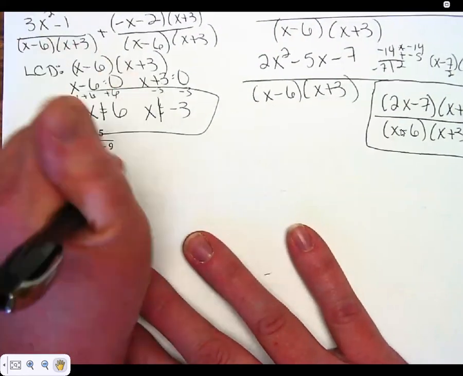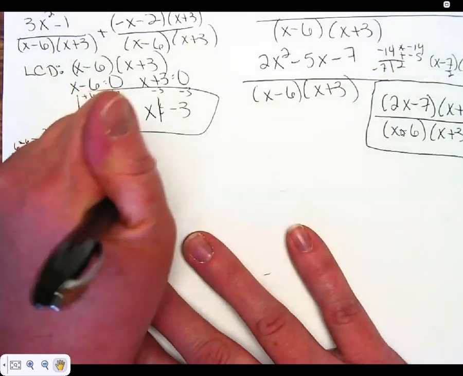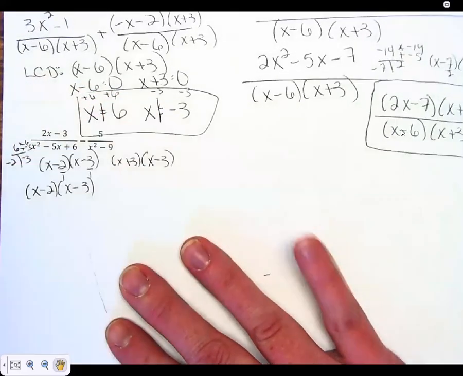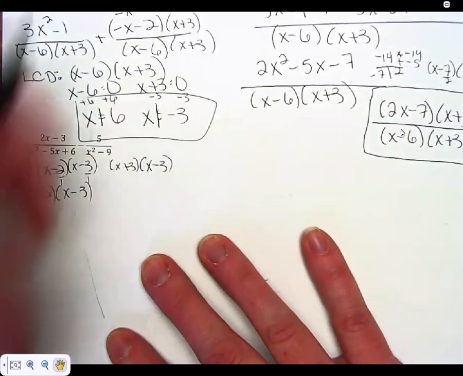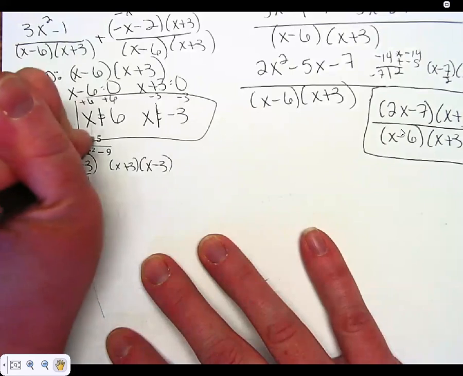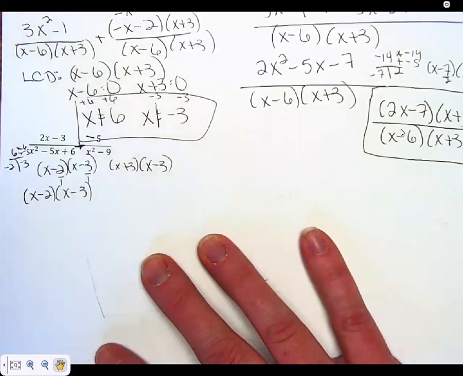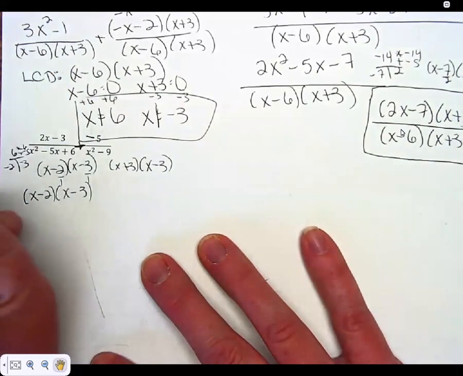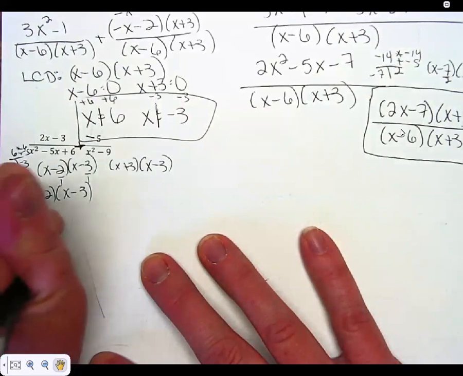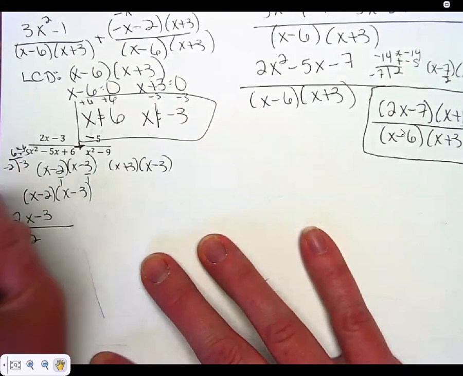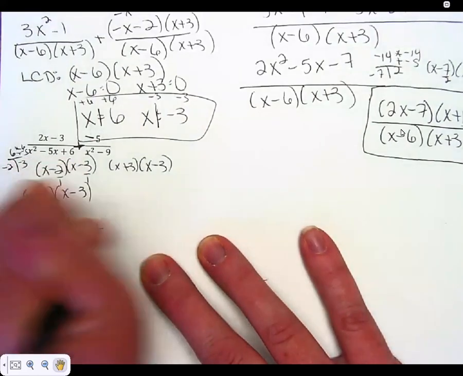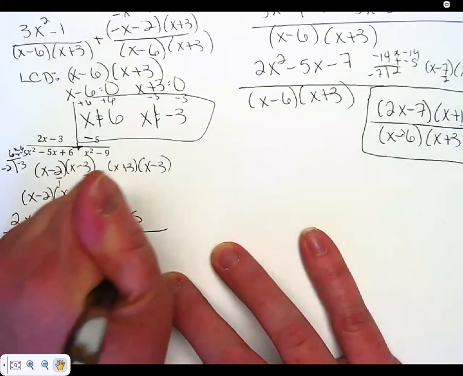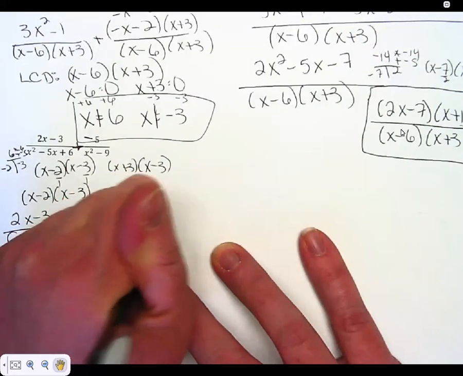Okay, this one is x plus 3 and x minus 3 because it's difference of squares. And you know, this is also a subtraction problem, so to fix it, you need to make this a plus, change the sign on the 5, and then write down everything you have. So you got 2x minus 3 over x minus 2 and x minus 3 plus negative 5 over x plus 3, x minus 3.